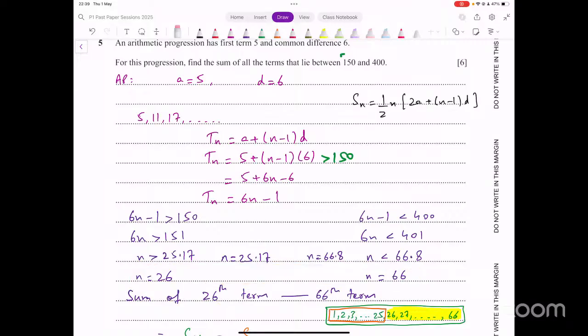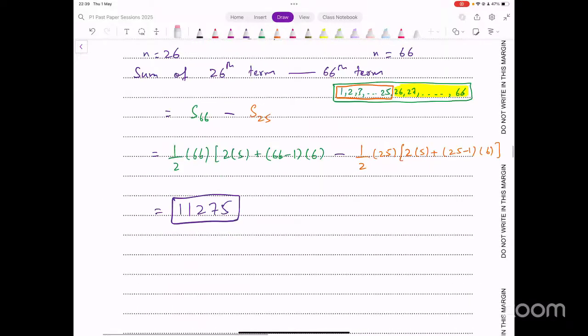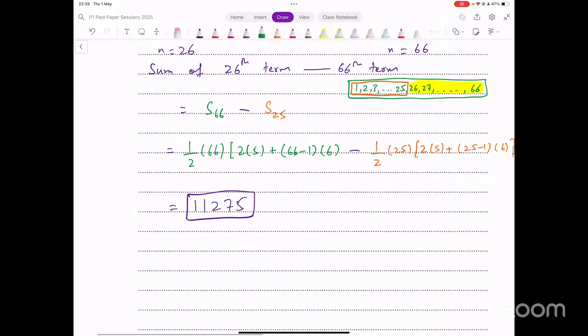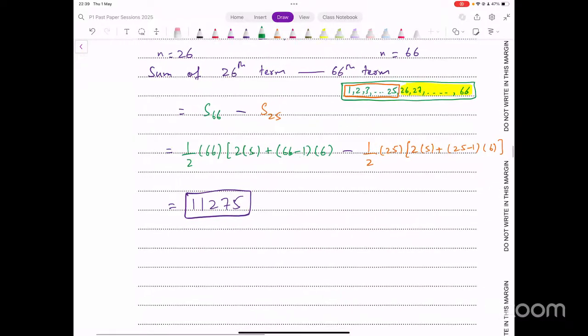How do you find the sum of all of these terms? That's a general concept that we learn in algebra. To find the sum of a certain number of terms in the middle, in this case from the 26th to the 66th term, let's find the sum of all 66 terms first, and subtract from that the sum of the first 25 terms. So S66 minus S25, put them in the formula and you get the result. Does that make sense? Is that okay? Yes.